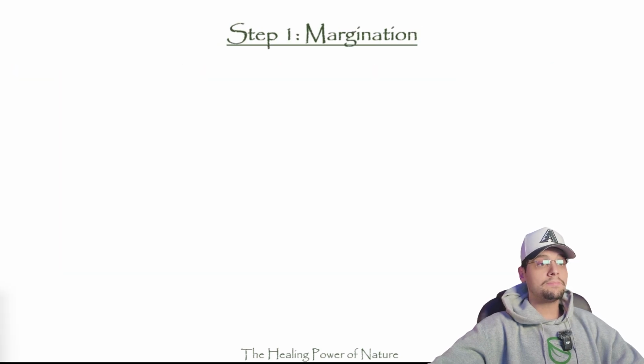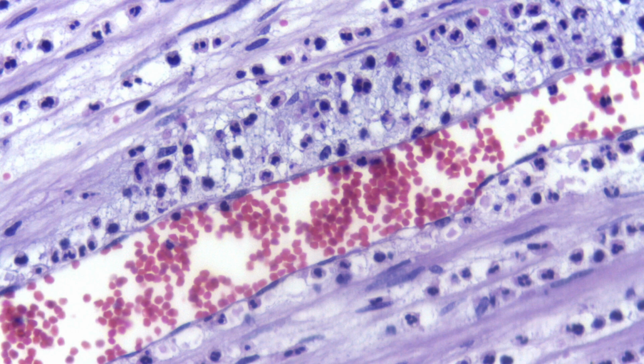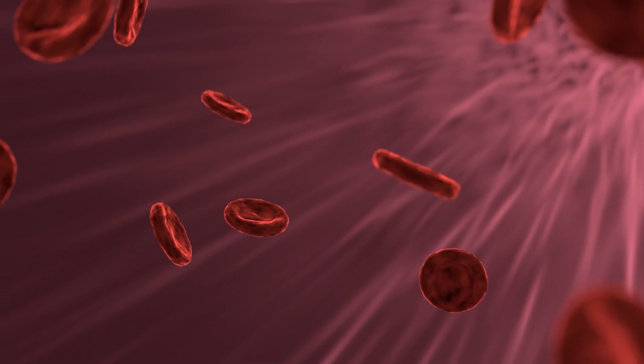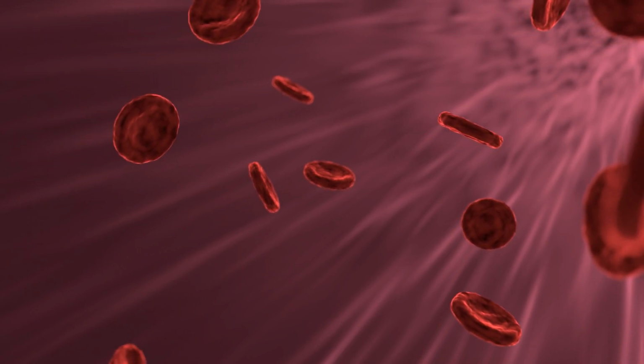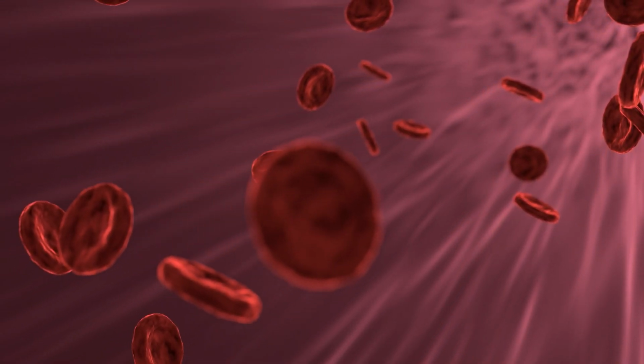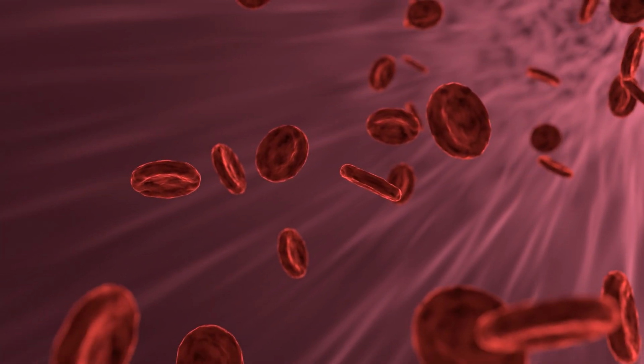So step 1 is margination. Margination is the first step in neutrophil recruitment during acute inflammation. It involves the movement of neutrophils from the center of the blood to the periphery of vessels. The first thing that happens is vasodilation slows blood flow in the postcapillary venules, leading to turbulence. In acute inflammation, this is triggered by tissue injury, infection, or immune activation.